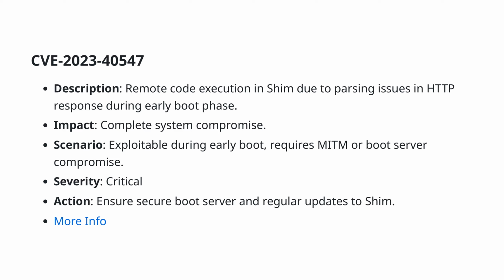CVE-2023-40547 is a critical vulnerability that involves remote code execution in shim, a key component involved in the boot process of systems. The vulnerability arises due to parsing issues in HTTP responses during the early boot phase, which could lead to a complete system compromise if exploited.